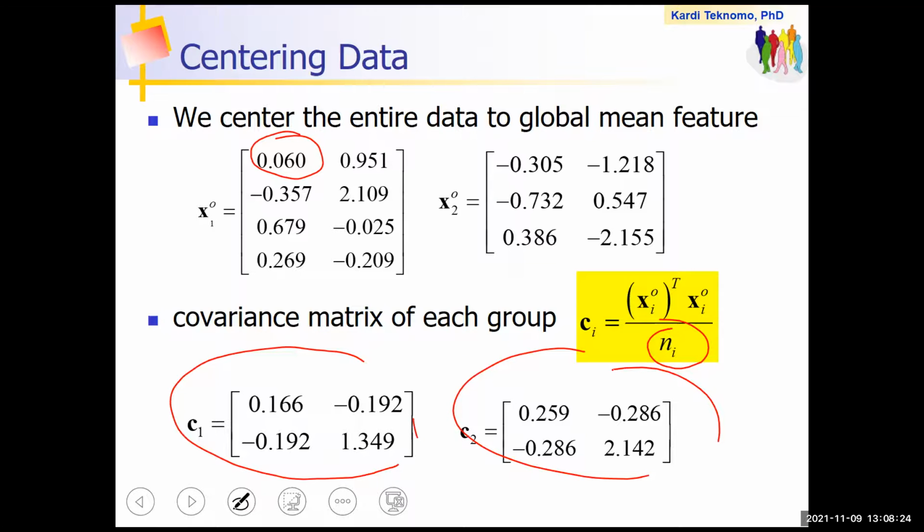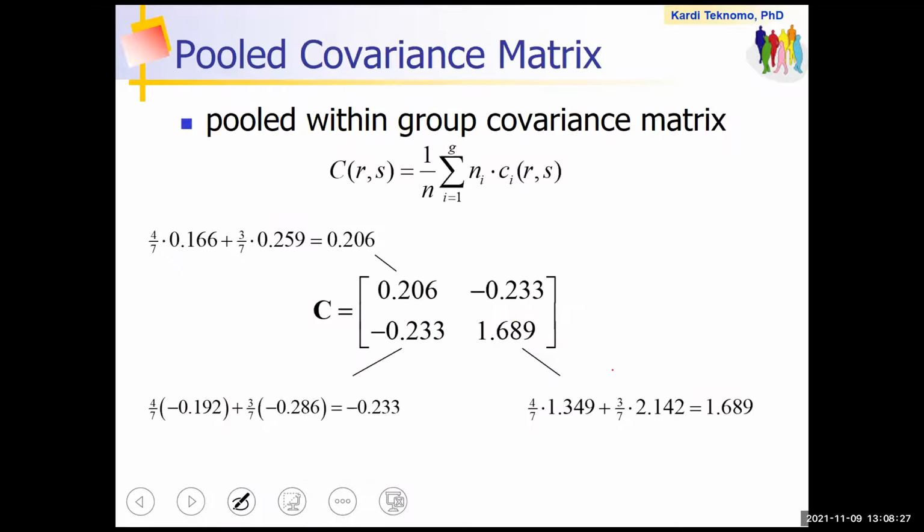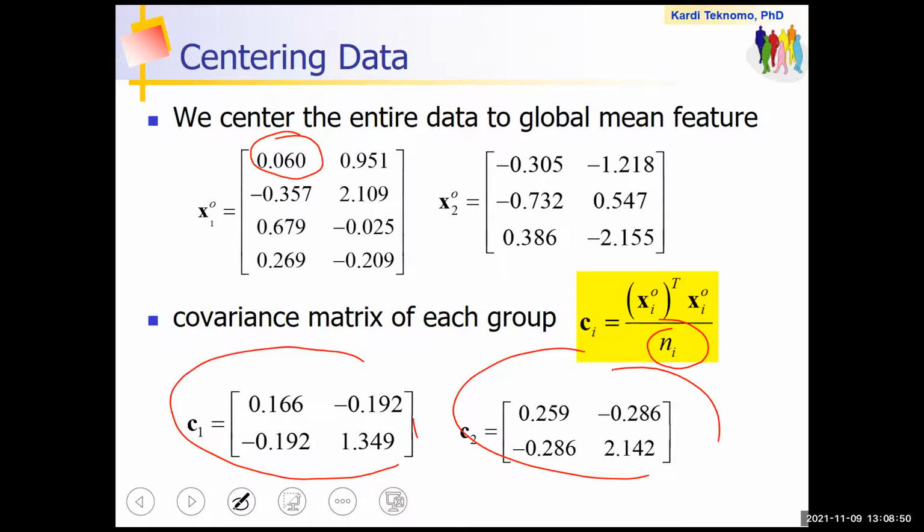If you have the covariance matrices, what will you do? You get the pooled covariance matrix. How do you get it? You multiply each by the number of data, Ni, then you sum all of them, and then you divide by the total number of data. In this example, group 1 has 4 rows, group 2 has 3, so the total is 7, 4 plus 3.